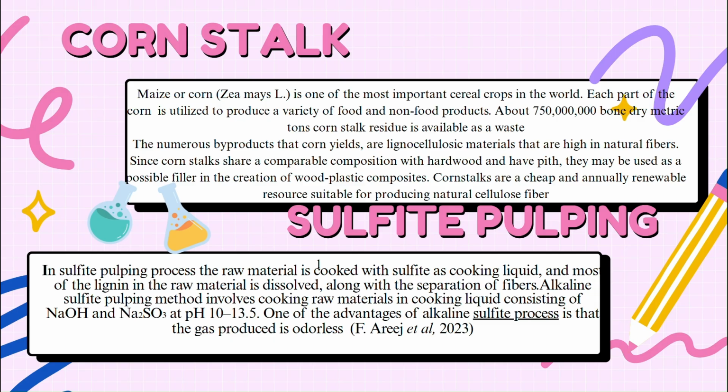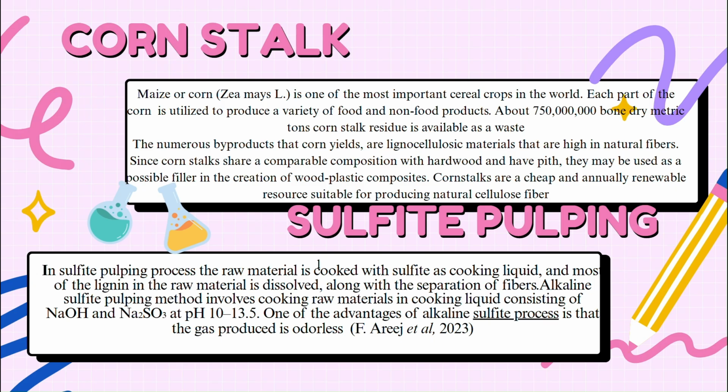Since corn stalk shares a comparable composition with hardwood and has pith, it may be used as a possible filler in the creation of wood plastic composites. Corn stalk is a cheap and annually renewable resource suitable for producing natural cellulose fiber.